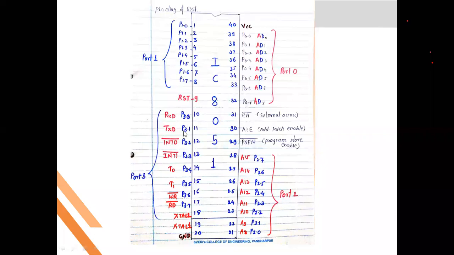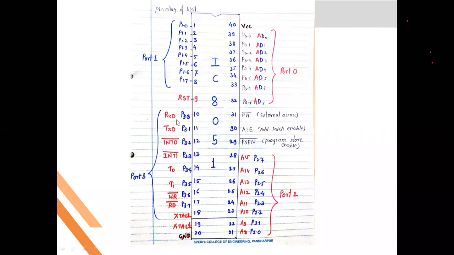Next, port 3. Again, port 3 contains 8 pins, 3.0, 3.1 to 3.7. So this is the main function or first function of port 3. Along with that, port 3 is also used to carry different controlling signals.